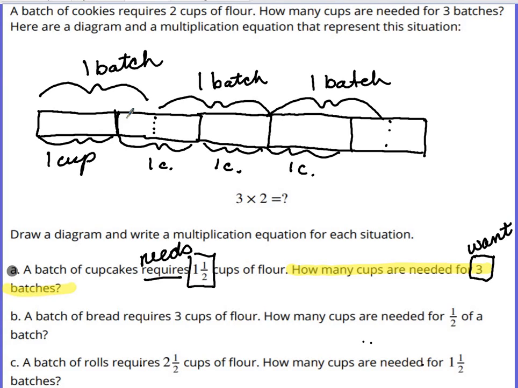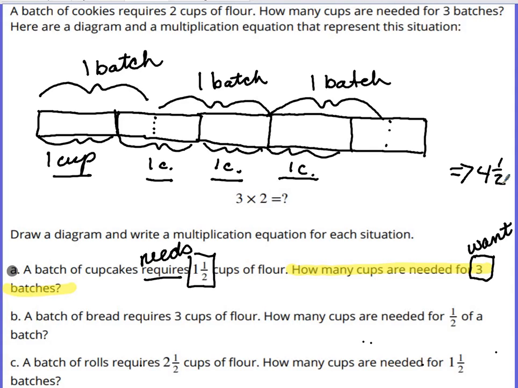Okay, how many cups of flour am I going to need? How many am I going to need? How many am I going to need, Raven? 4 1/2. 4 1/2. All right, so I know that my answer for this should be 4 1/2. Agreed?